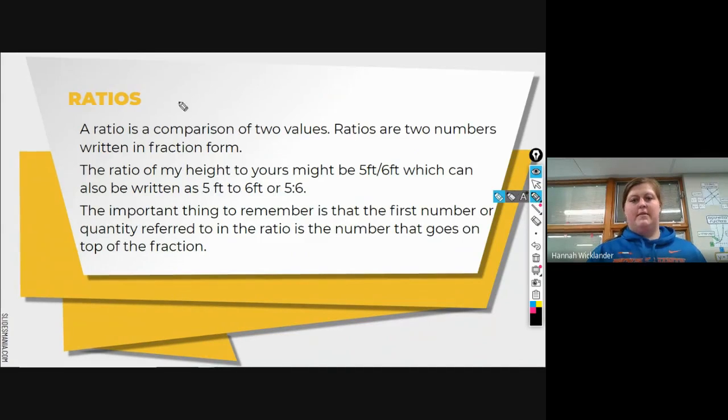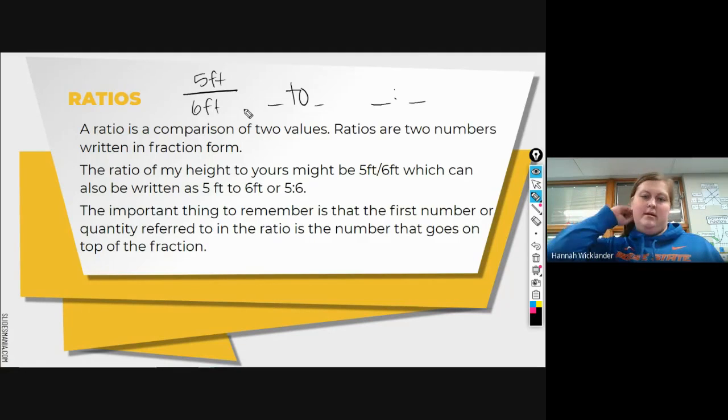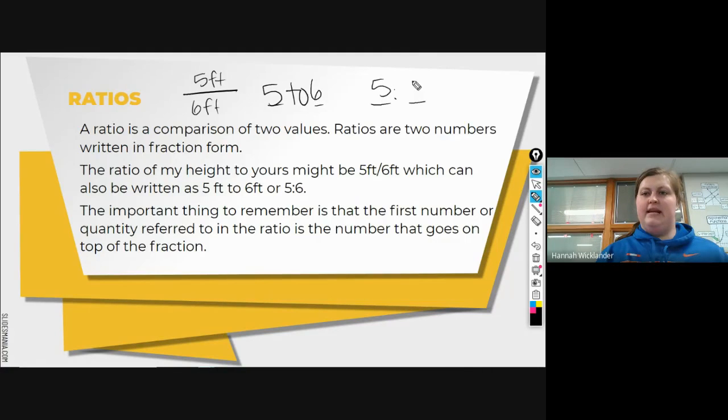So ratios can be written as a fraction, using the word to, and using a colon. And remember that the number that comes first goes on top. The important thing to remember for this too is that all of these equal the same thing. So if you see it written in any of these ways, know it's a ratio.